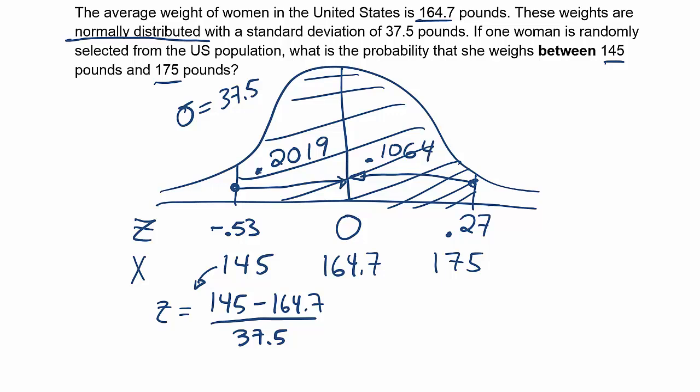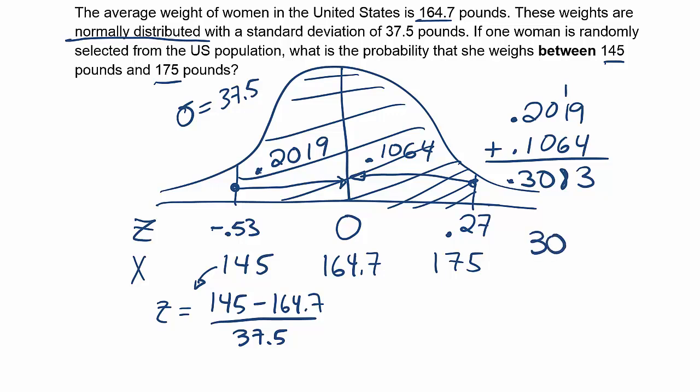0.1064. Now, since I'm shading between these 2 points and I've shaded across the middle, I'll have to add the two answers together to get my final answer. So 0.2019 plus 0.1064. And 4 and 9 make 13. Carry the 1. I'll have 8 here, and then 0, and then 3. Or in other words, 30.83%. So that's my final solution, written as a percentage.